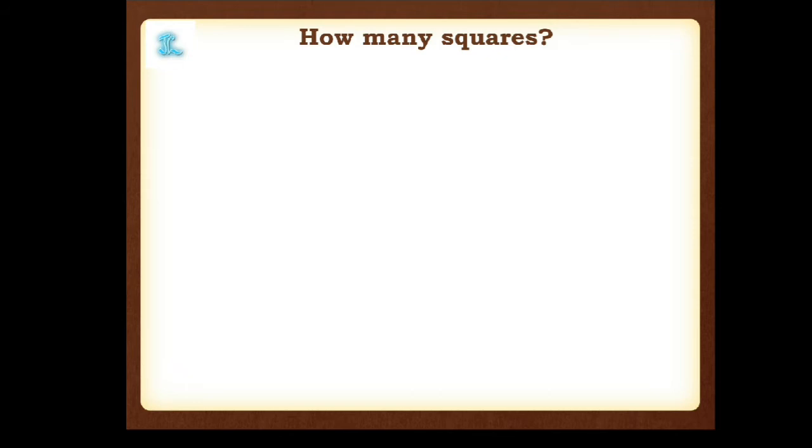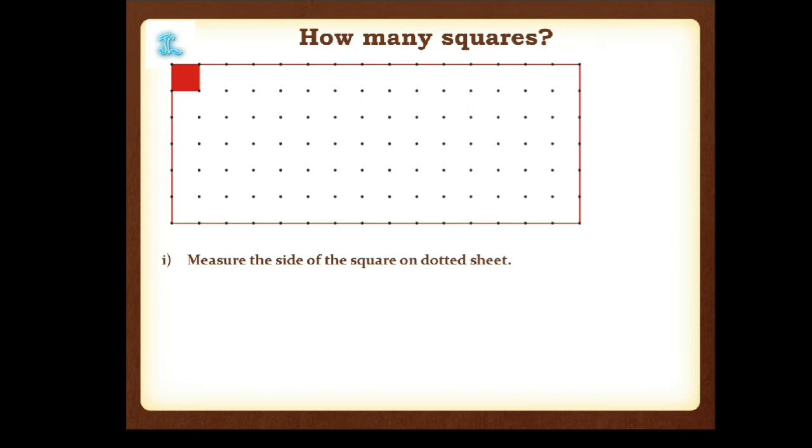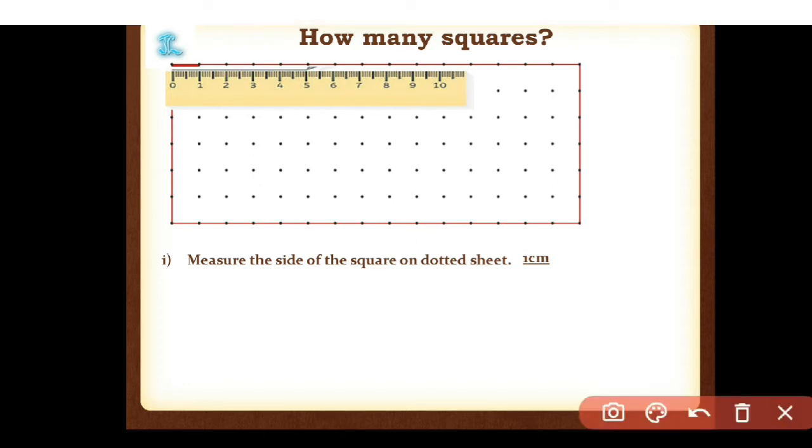In the textbook, first they have asked us to find how many squares. A rectangle is given with dots in it, and one square is colored in red. They have asked us to find the measure of the side of the square on the dotted sheet. This is the dotted sheet given for us, and one square is given. They have asked us to measure that. When we measure, it is from 0 to 1, so it is 1 centimeter. So what is the measure of that square? 1 centimeter.